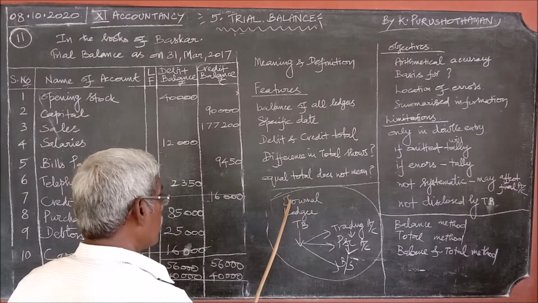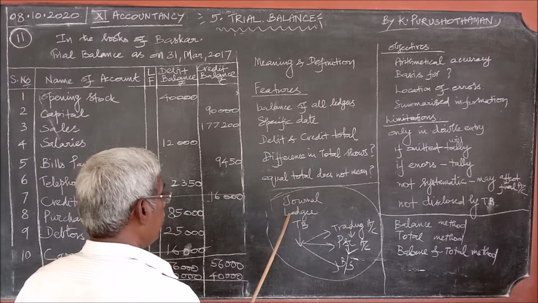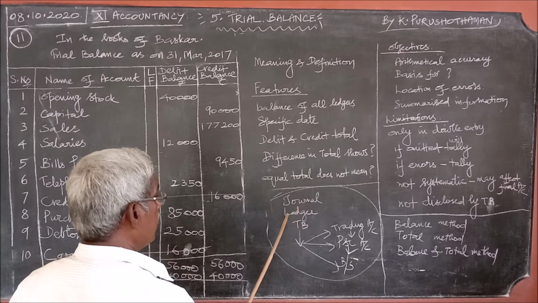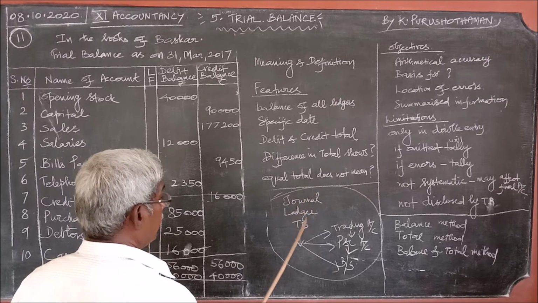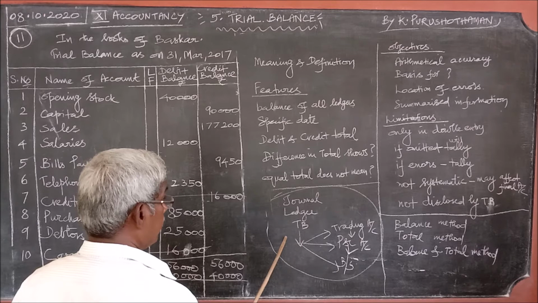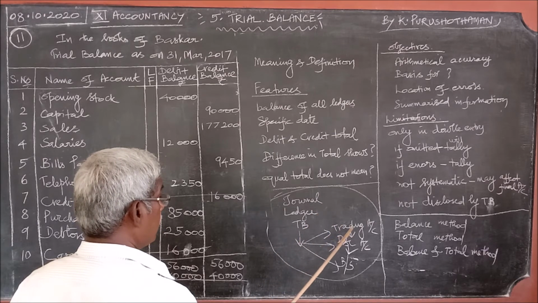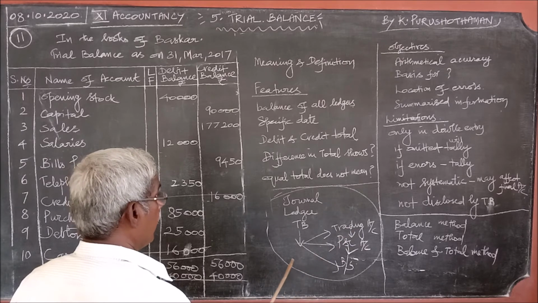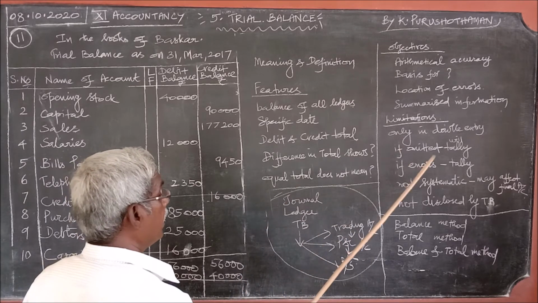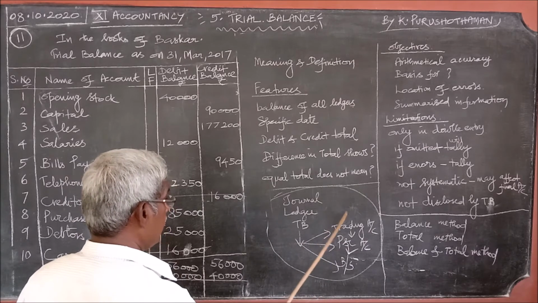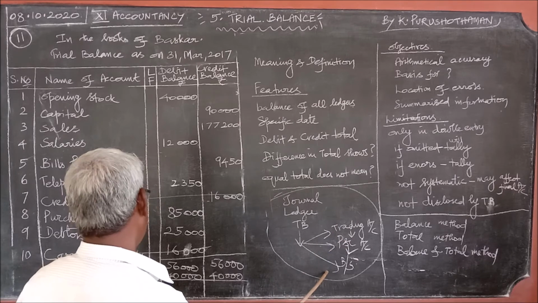If the accounts or journal entries are not correct, the ledger will not be correct. If the ledger is not correct, trial balance will not be correct. If the trial balance is not correct, then it will affect the trading account, the profit and loss account and balance sheet, and therefore it will affect totally the final accounts preparation, because these three are called final accounts: trading account, profit and loss account, balance sheet.